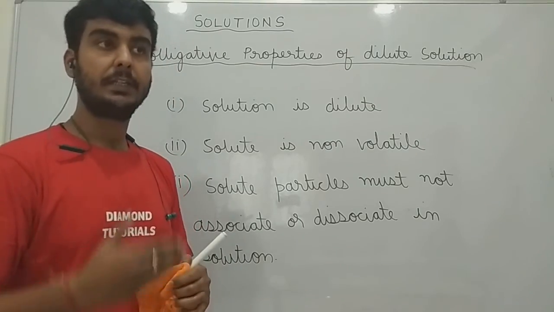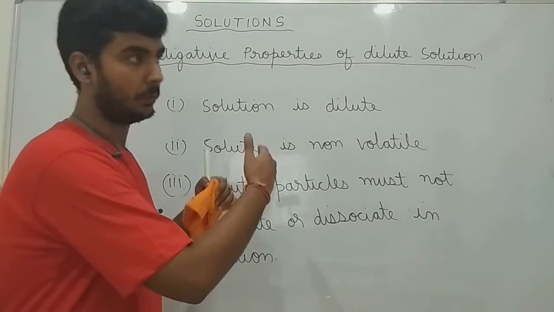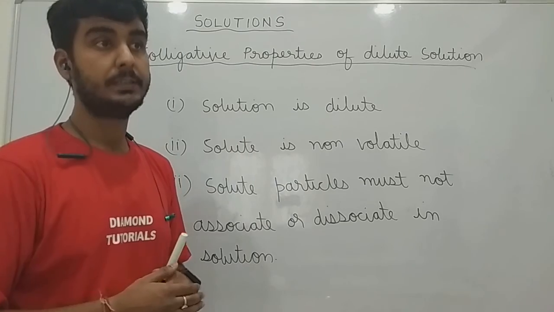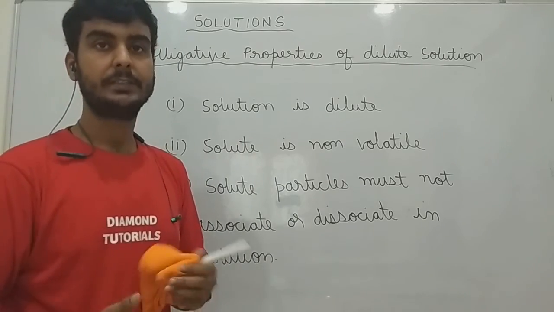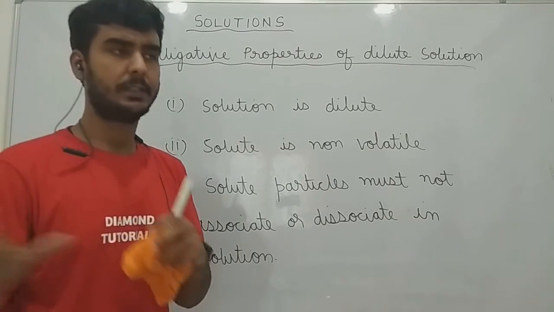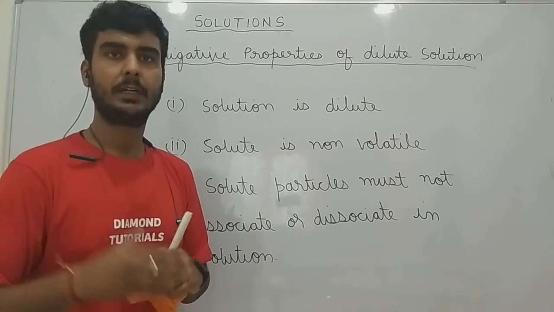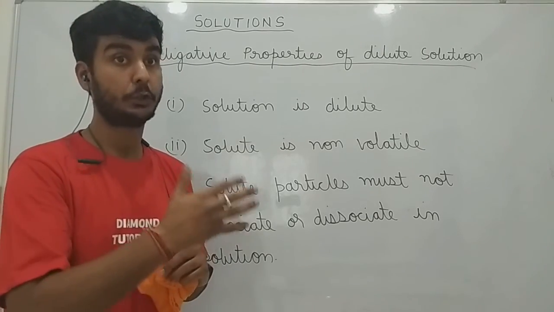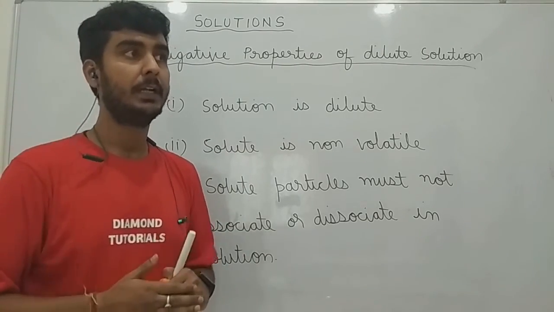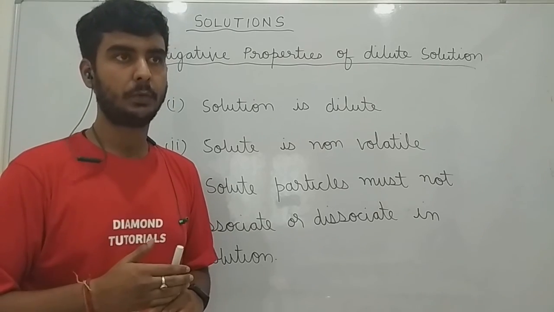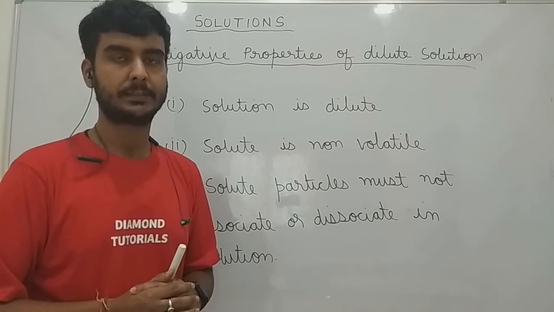We will start with the colligative properties one by one from the next class. Kindly go through this topic from the textbook. It will help you understand the topic more clearly when I explain it. So today we'll be keeping it till here only. We'll continue further in the next class. Thank you so much.